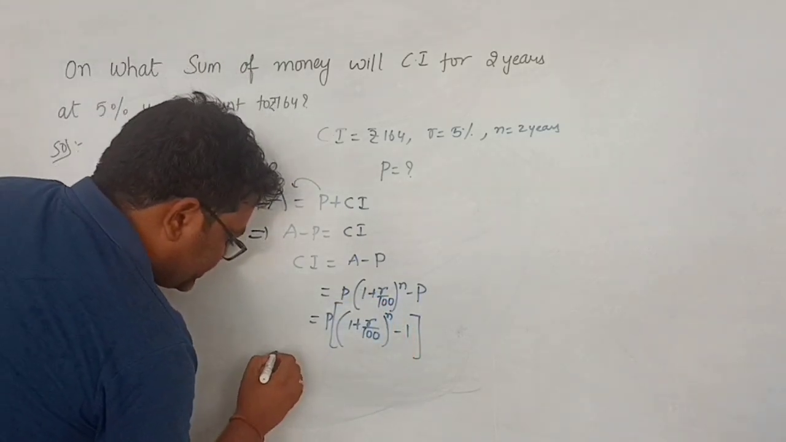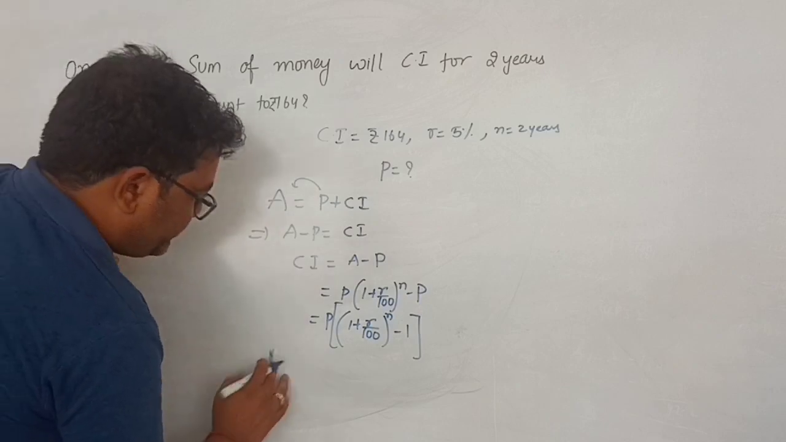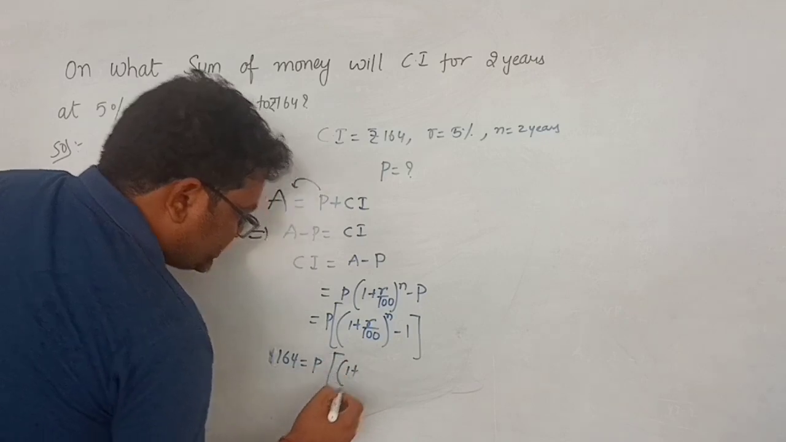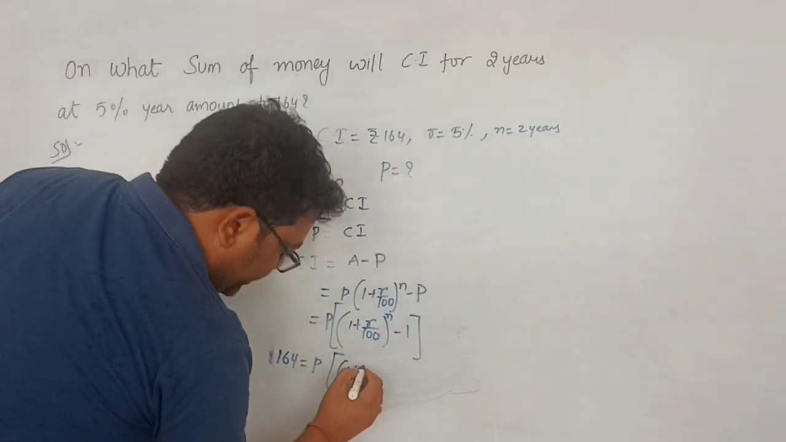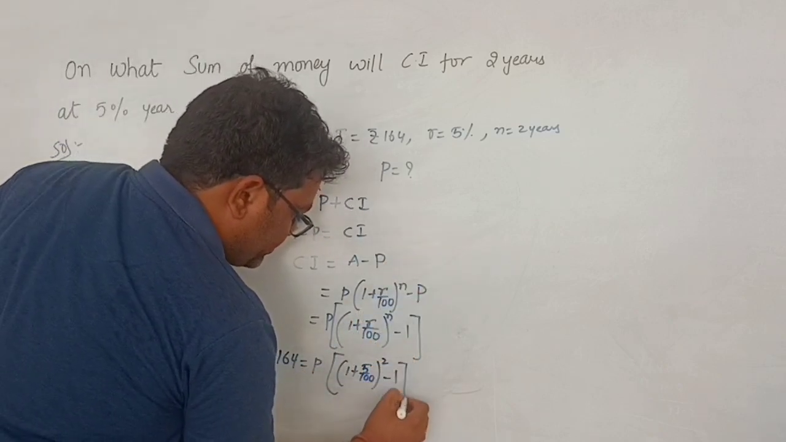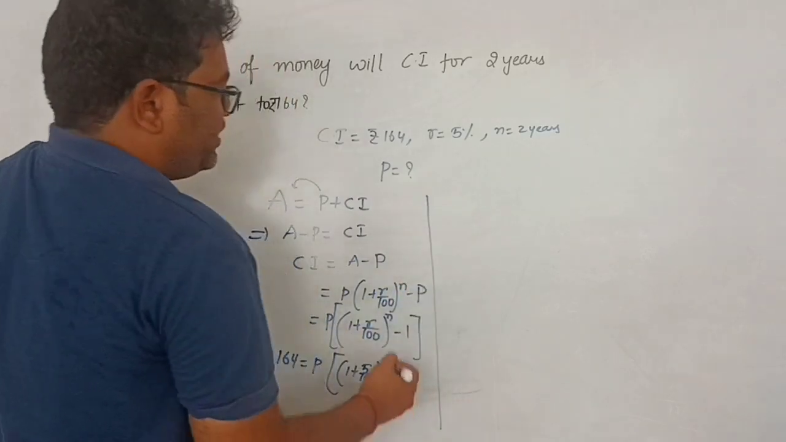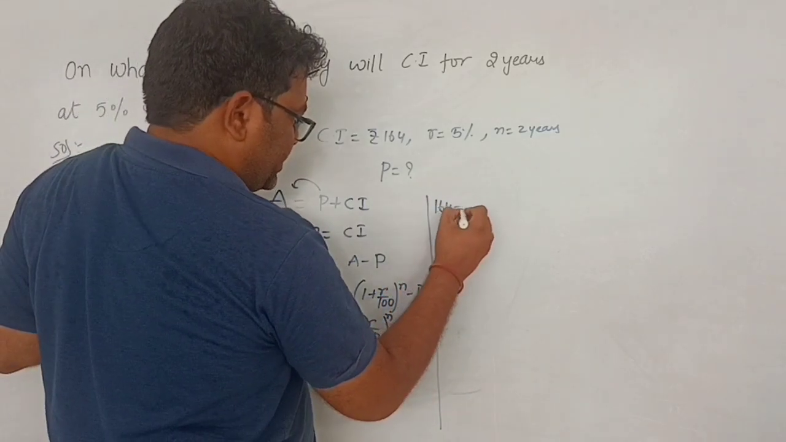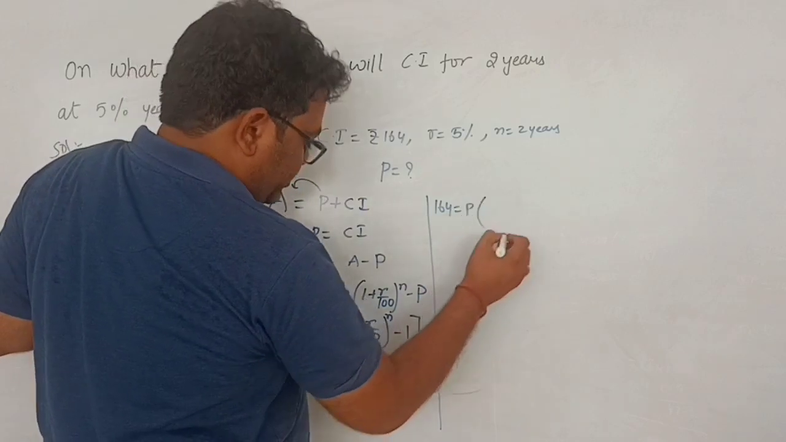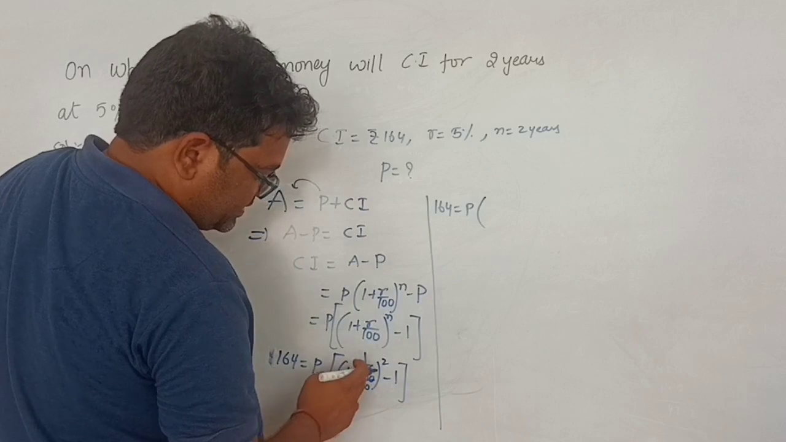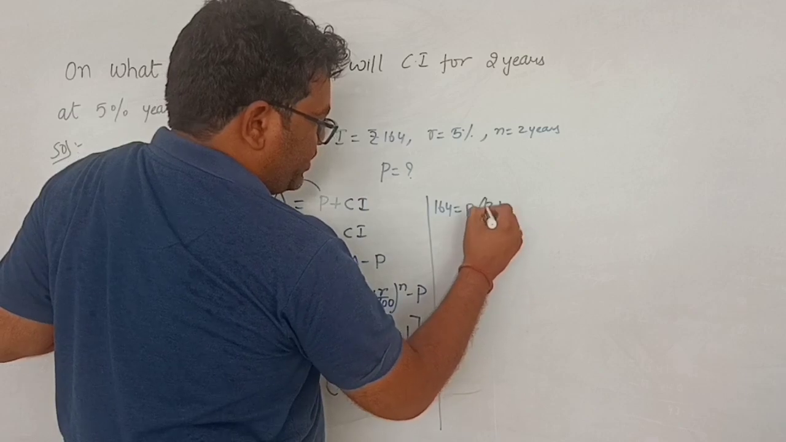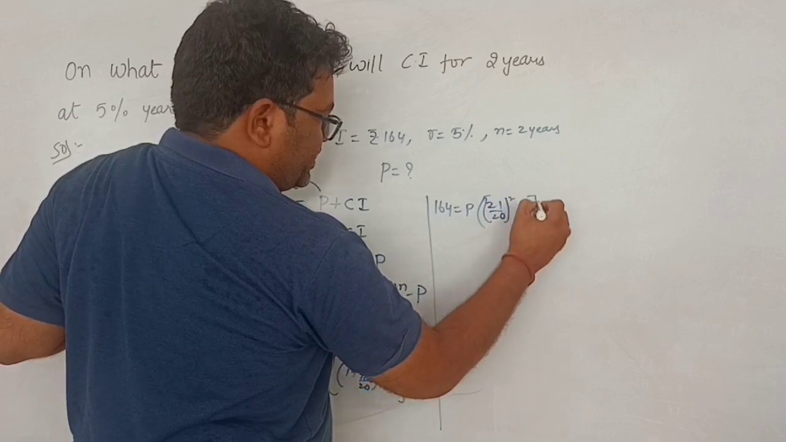So here CI is, we know that, 164 rupees, and P we don't know, and here 1 plus R by 100. R is given, 5 by 100, and N is 2 years, minus 1. Now here 164 is equal to P. 5 ones are 5, 20s are 100. So here you will take 20 into 1 plus 20 into 1 is 20 plus 1 is 21. 21 by 20 whole square minus 1.